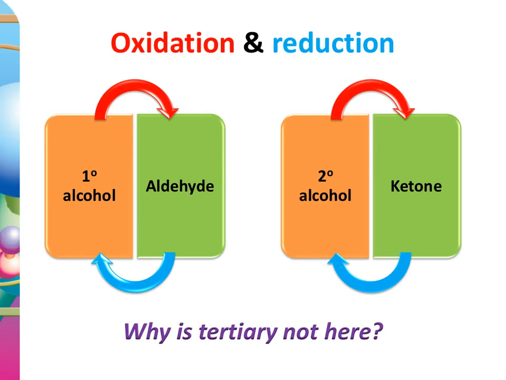So there's a visual representation of the fact that we can oxidize primary alcohols to an aldehyde, and we can reduce aldehydes to primary alcohol, and we can oxidize a secondary alcohol to a ketone, and we can reduce a ketone to a secondary alcohol. And I'd ask the question there, why is tertiary not here? Well, we know from the alcohols topic that you can't oxidize a tertiary alcohol, and therefore there is no possible product, so there is nothing that can be reduced back to a tertiary alcohol.